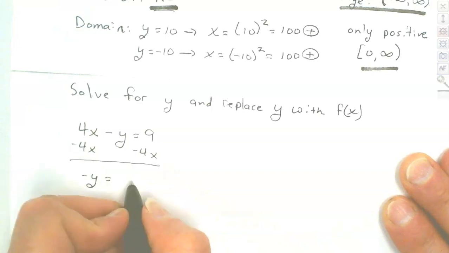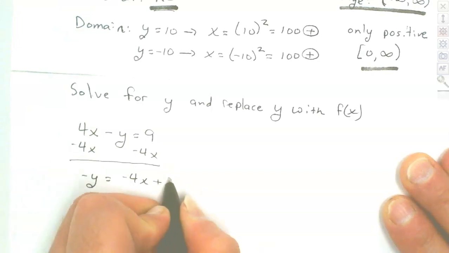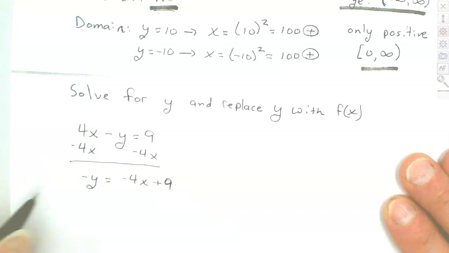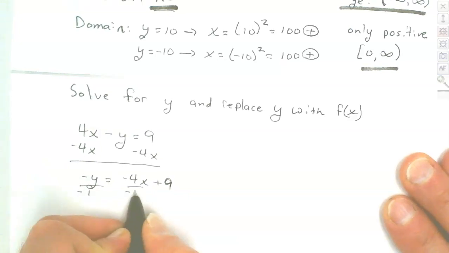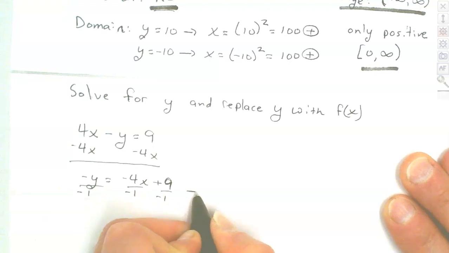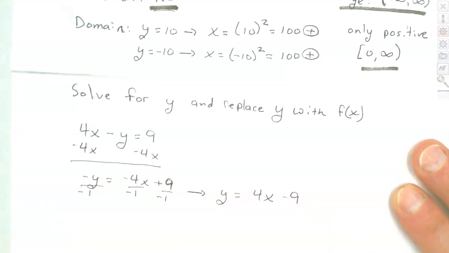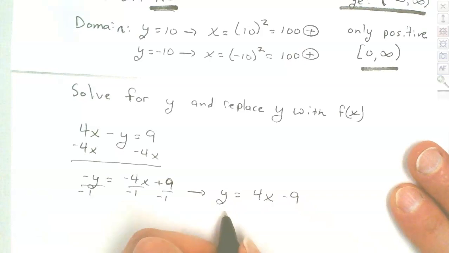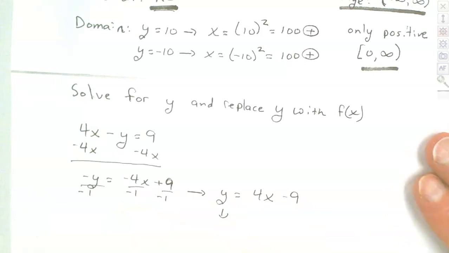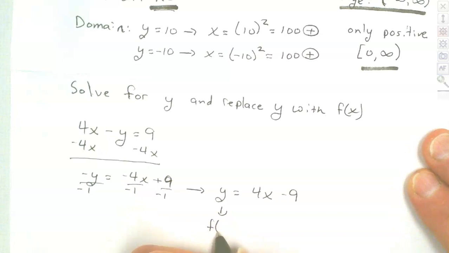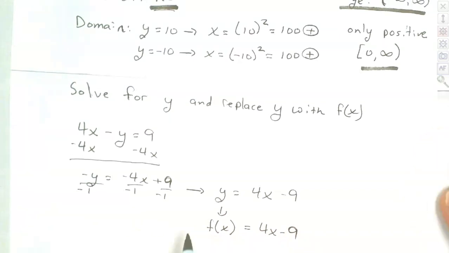This is a very easy question. We want to get rid of that negative, so we divide everything by a -1. Now we've got y equals 4x minus 9. And we replace that y with the function notation f of x. So my final answer would simply be f of x equals 4x minus 9. And that's all you need to do.